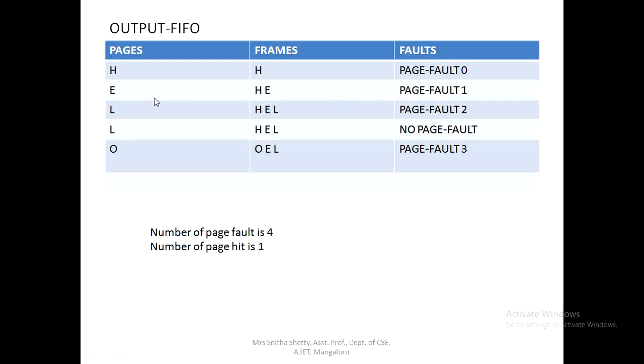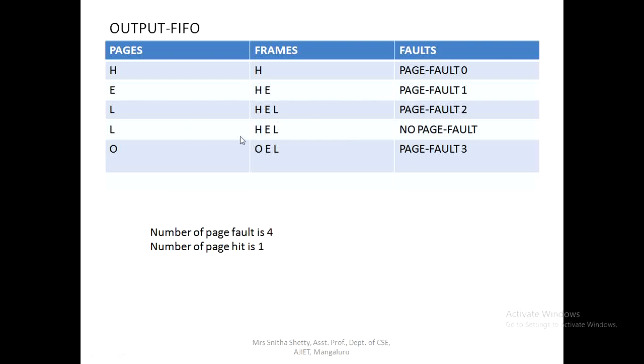Next E. Now the frame becomes HE. Again page fault. Again L, HEL. So again it is a page fault. Now you want to place this L, but L is already there in the frame, so there is no page fault. And here O, you want to place this O. Which is first in? H is first in, so replace that H by O, so OEL. So again page fault. So total number of page faults is 4, page hit is 1. This is the output for first in first out.